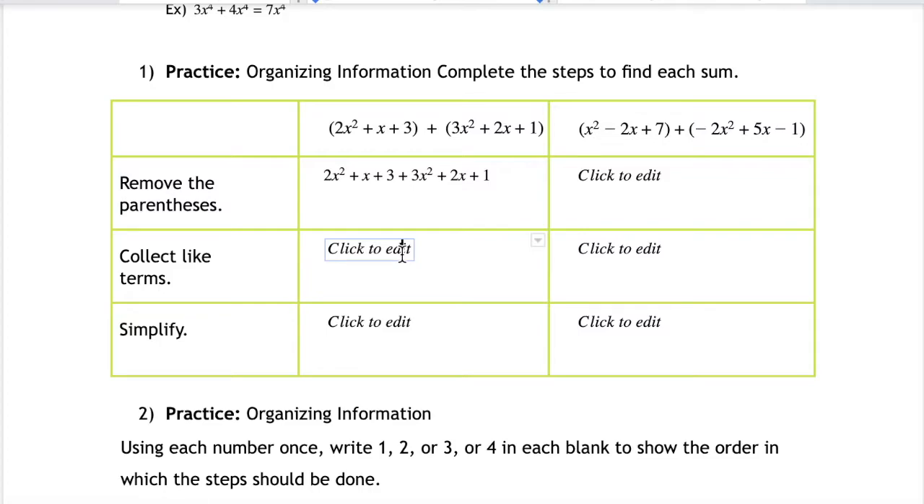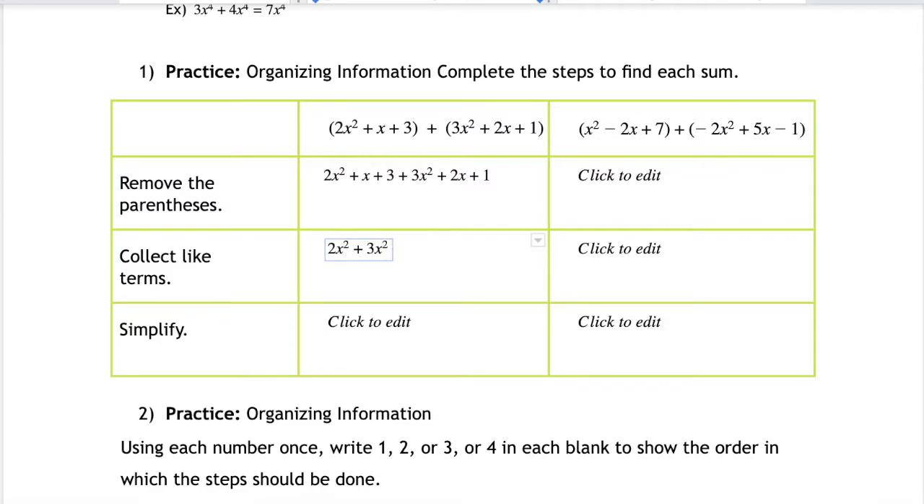Now I'm just going to collect my like terms. When I look over here, I see that 2x squared is a like term with 3x squared, because they both have an x squared. So I'm going to add 2x squared and 3x squared together. So 2x squared plus 3x squared gives me 5x squared. Those are my like terms.